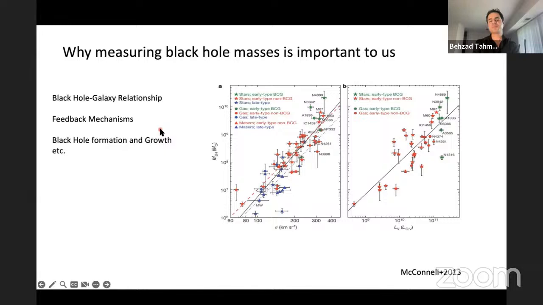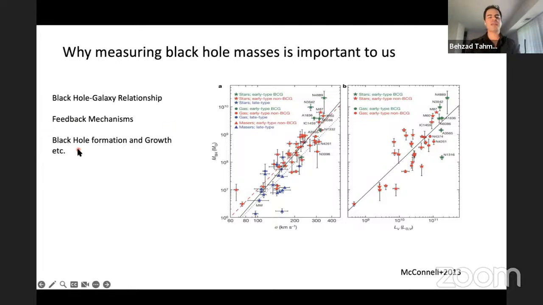Another thing is the feedback mechanism. We know that black holes can affect the star formation in the center of the galaxy because of the material and energy that can be thrown out from the black hole. So this feedback can be very important to understand the overall evolution of the galaxy.